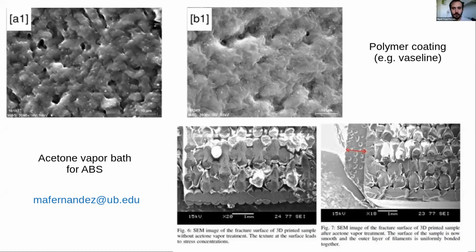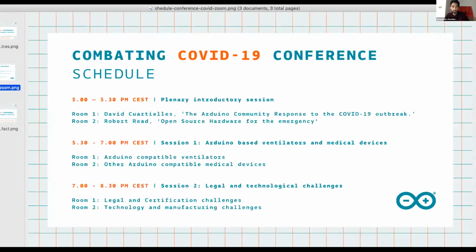This track ends now. However, in a few minutes, we will move on to the next track in this room, which is dedicated to technology and manufacturing challenges. We will also have the speakers and the guests that attended the other track about ventilators. They will also come to this room to talk and discuss how to move from a concept to production, to mass availability of these projects. So, technology and manufacturing challenges. We will start in a few minutes in this room.